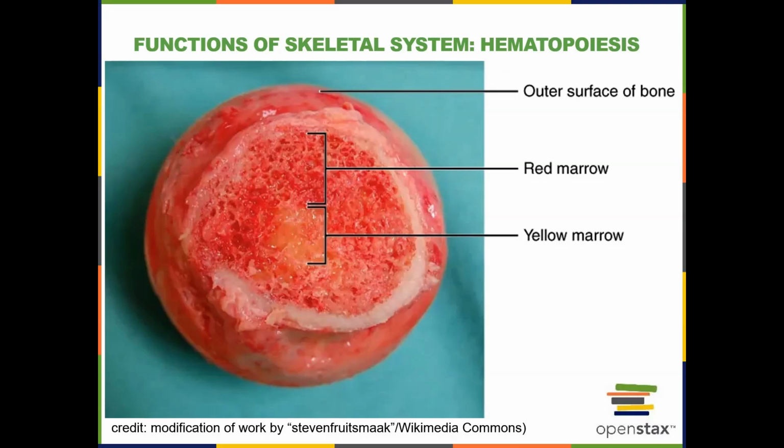Other places that red bone marrow occurs in adults are within the ribs and sternum, in the crest of the ilium. The crest of the ilium is the superior part where if you put your hands on your hips, they're resting on the crest of the ilium. And then the bodies of the vertebrae. The bodies of the vertebrae are the part of the vertebral bones that's most anterior.